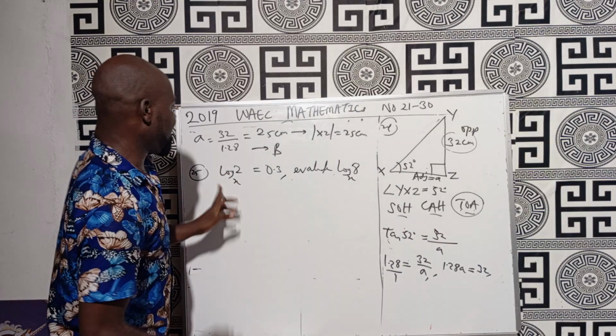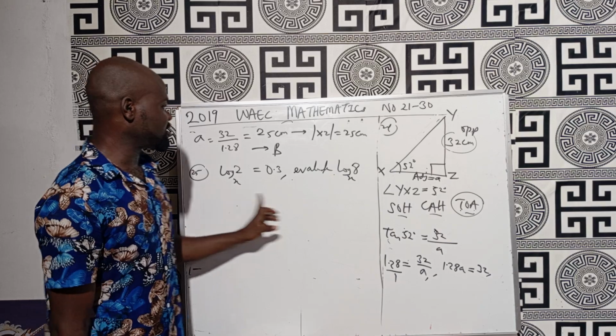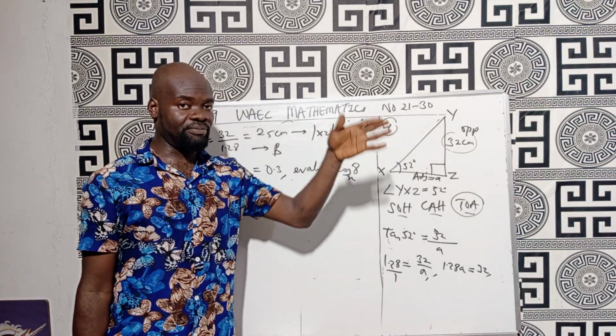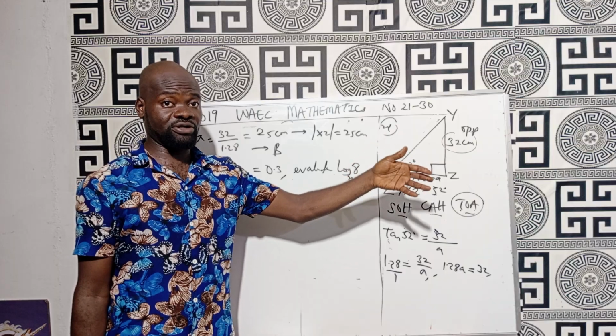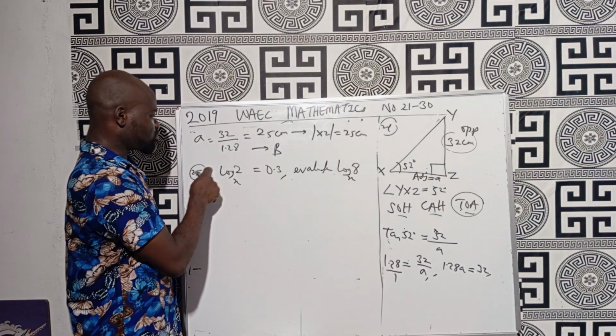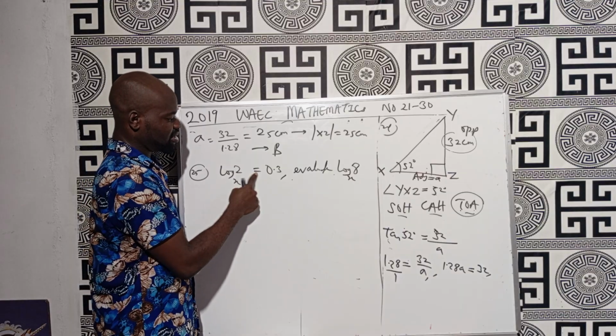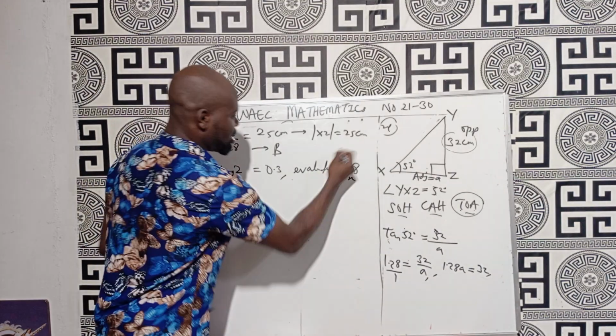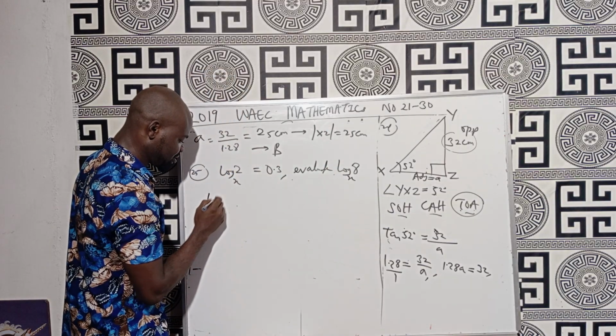This is under logarithms. The previous one is under trigonometry. Please put those topics beside as you're writing the notes. Understood? This is trigonometry. This is logarithm. Let's see. Log 2 base x has given us 0.3. Now, what is log 8 base x? Let's find it.